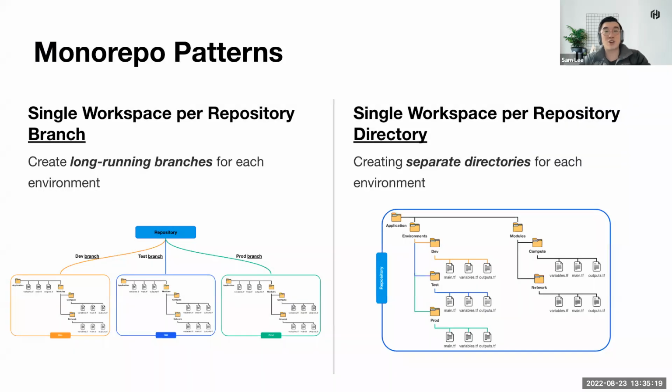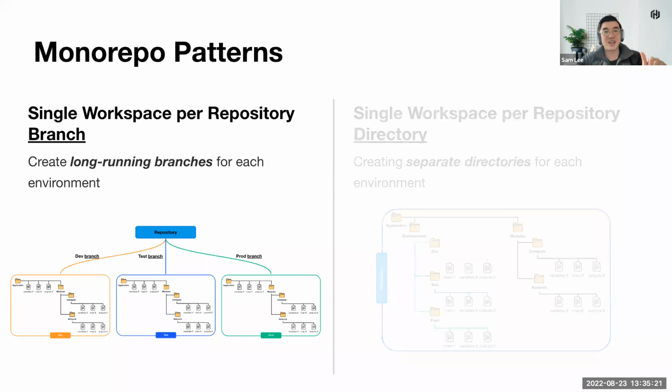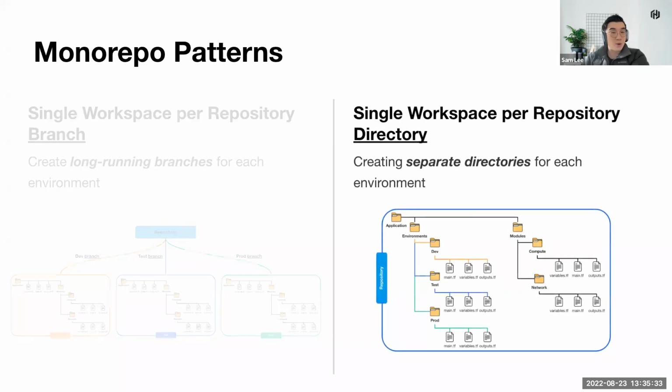Now, within monorepo, there's going to be two types of approaches. First, you have a single repository, but each workspace is going to be aligned to a repository branch. Now, this is really great for teams that conduct long-running branches in their workflow. The second, however, is a single repository, but this time we have separate directories for each different environment. Each workspace is aligned to their own unique environments and those unique directories as well. Now, this option is also typically applied when there are short-lived branches which are constantly merged into the main branch as part of the workflow.